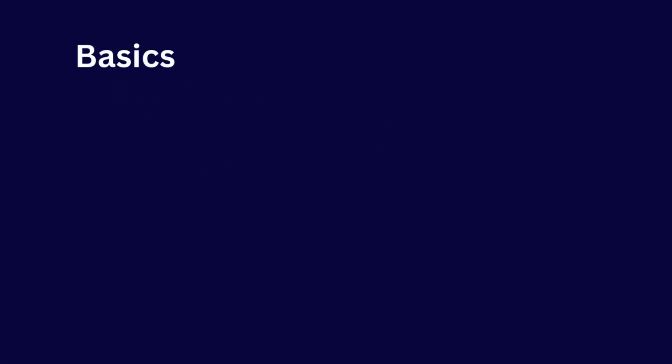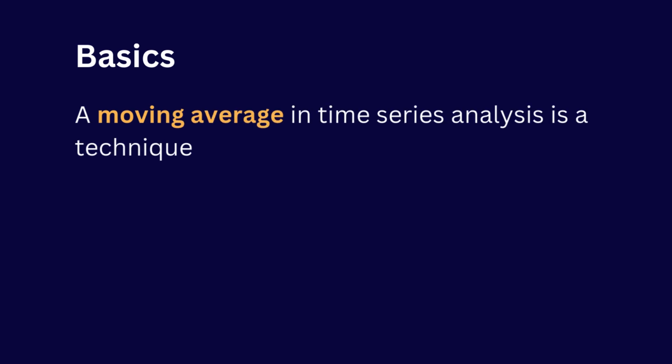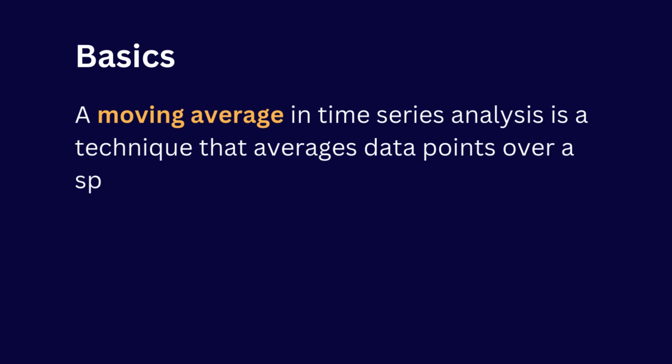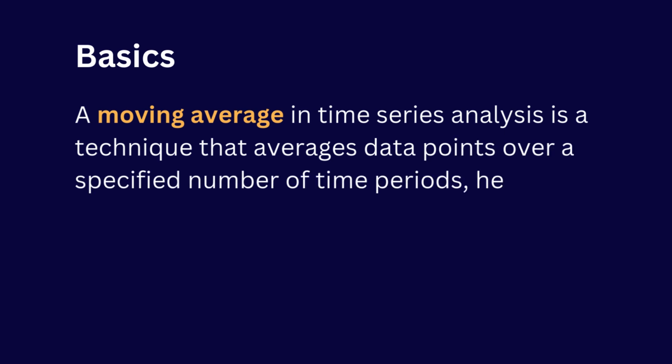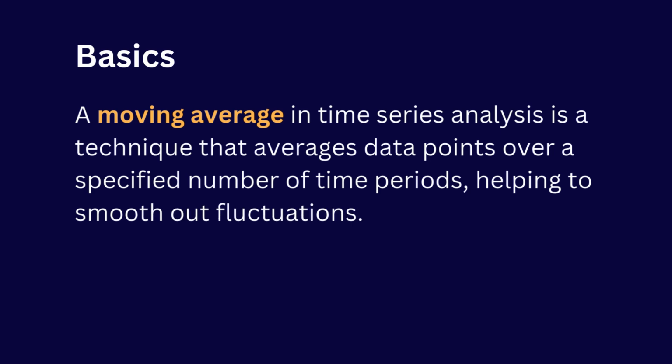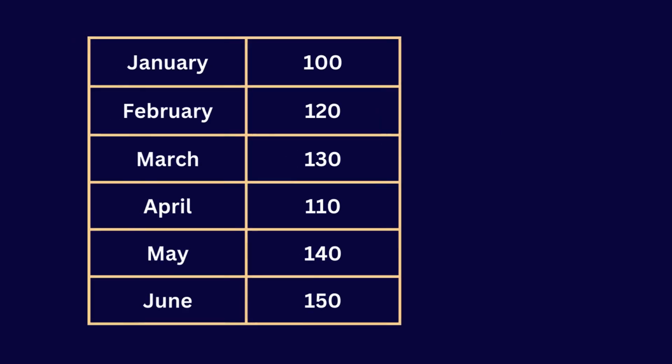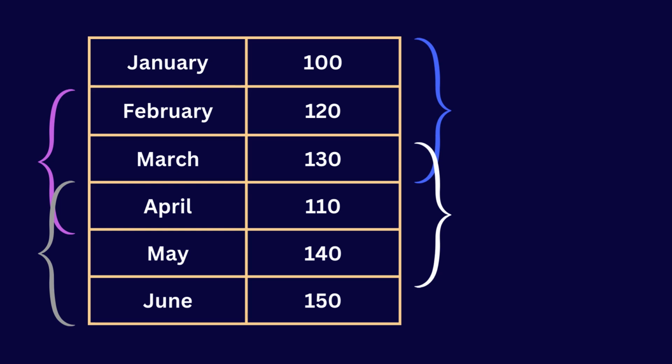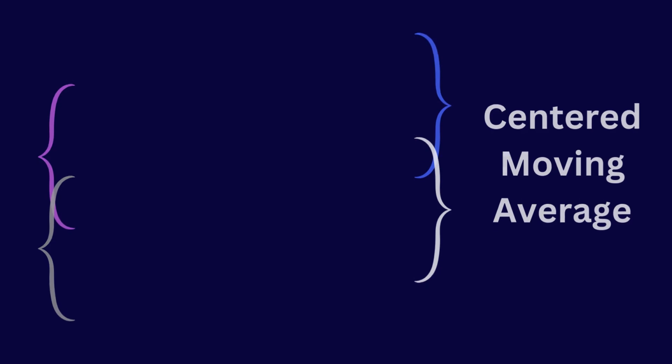First, let's cover the basics. A moving average in time series analysis is a technique that averages data points over a specific number of time periods, helping to smooth out fluctuations. When we apply this technique to a series of data by averaging an equal number of points before and after a given point, it's called a centered moving average.